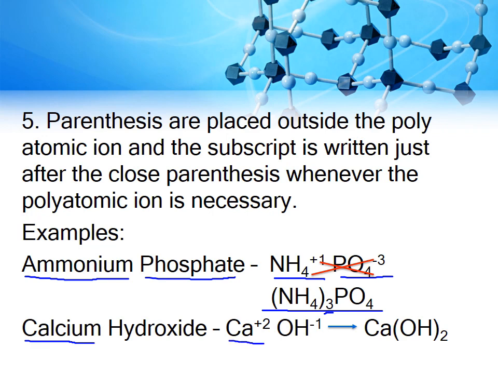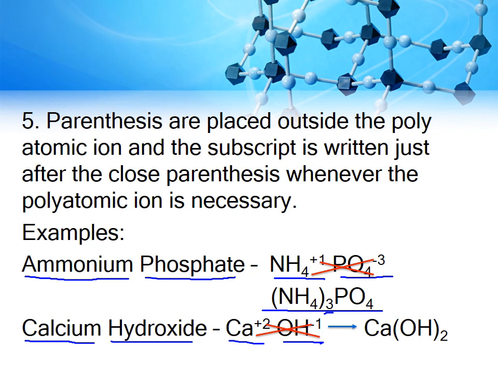Another example is calcium hydroxide. Calcium has a symbol and an oxidation state of positive 2. So we have here Ca positive 2. And hydroxide is a polyatomic ion with the symbol and the formula OH negative 1. So you notice also that their oxidation numbers are not equal. So therefore, we will cross it over and we will write it as subscript.